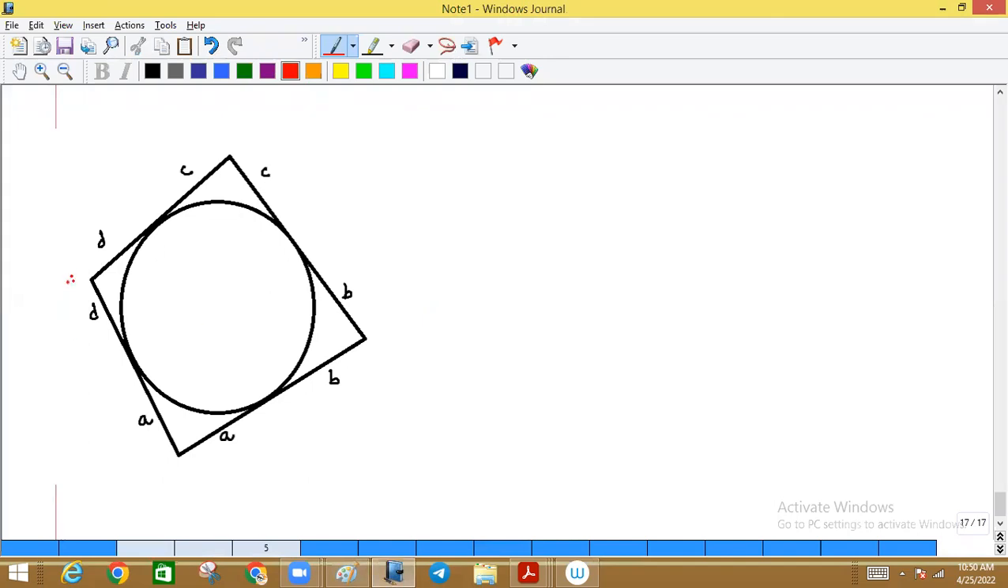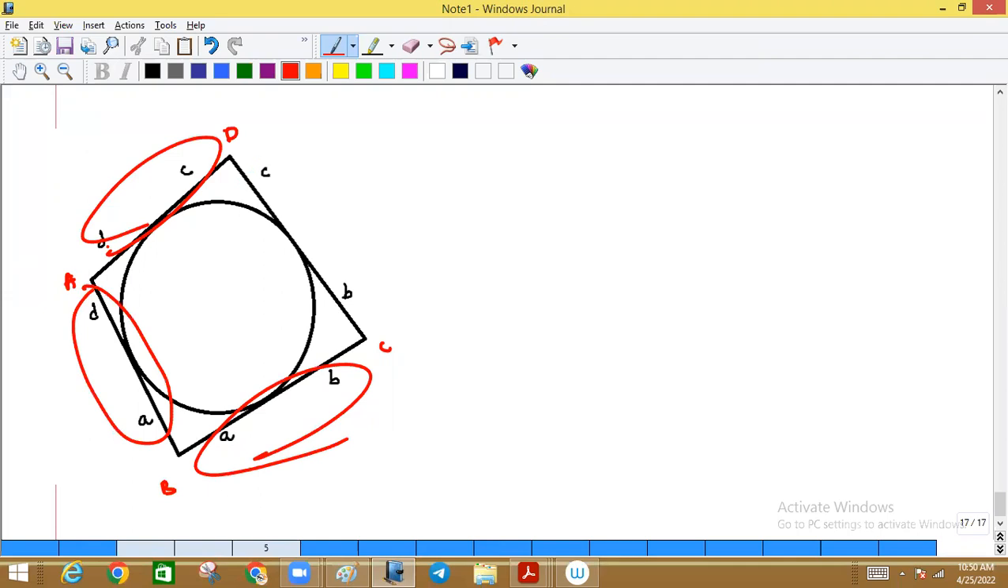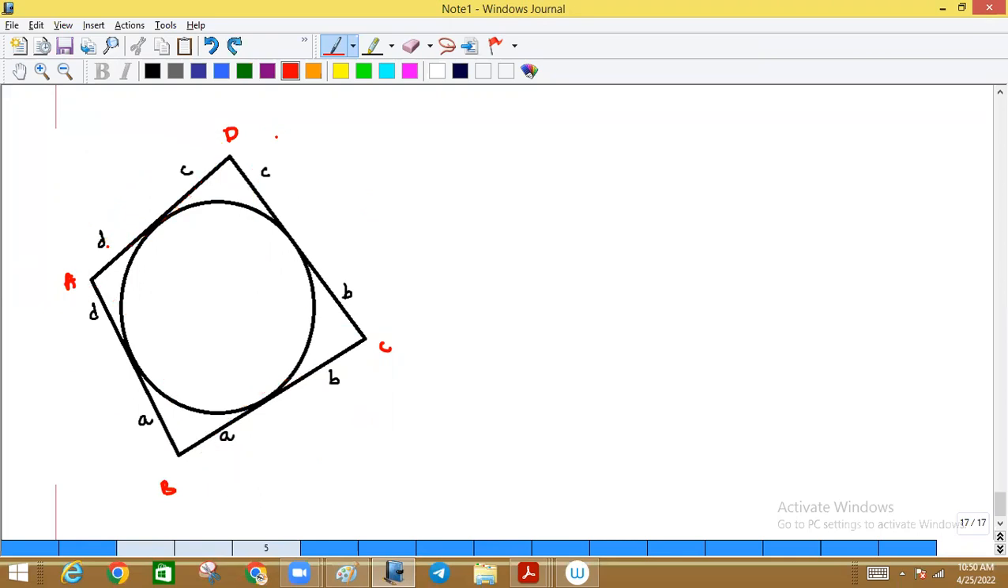See here. A, B, C, D. Look at the sum of opposite sides. What is the sum of opposite sides? This is C plus D, A plus B. So BC plus AD is A plus B plus C plus D. AB and CD are also A plus B plus C plus D only. So when a circle touches all the sides of a quadrilateral, the sum of opposite sides are equal. AB plus CD is equal to BC plus AD. Is that clear?